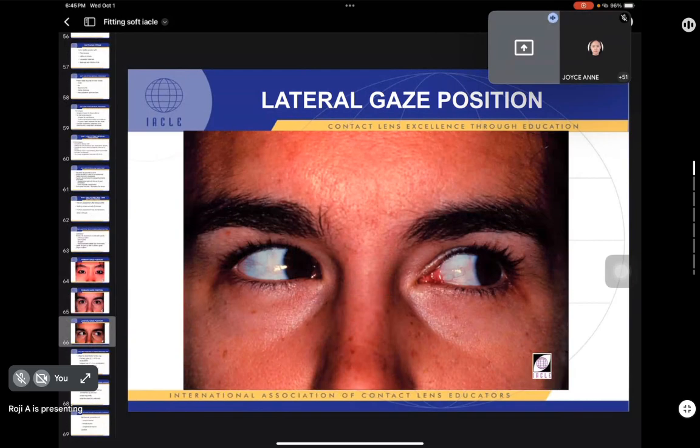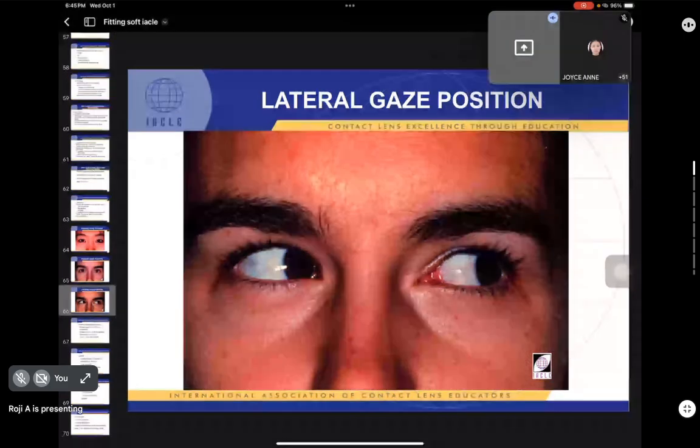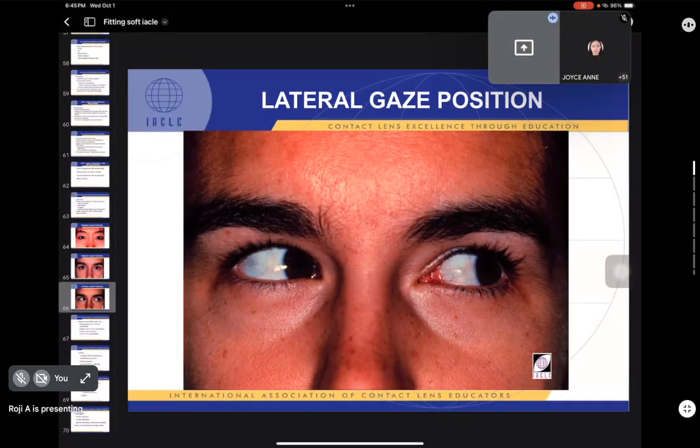So you have your secondary, you have your lateral gaze position. So looking, whether it be dextro version or levo version, that's your lateral gaze position. Correct? Joyce, still good? Am I still clear? Yes po, Doc. Okay.